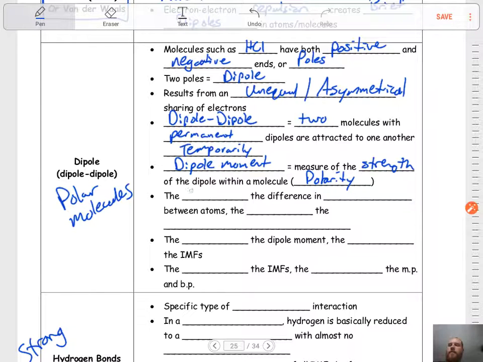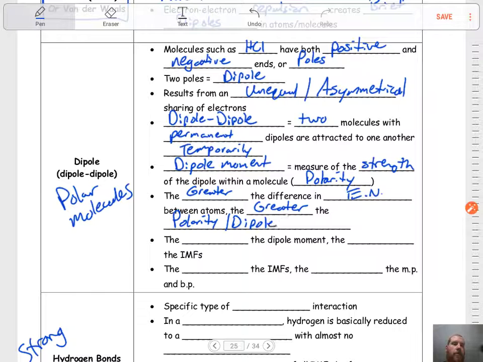Okay, now again, what it all comes down to is electronegativity. So the greater the difference in electronegativity between the atoms, the greater the polarity. Again, this shouldn't be anything super new to us. We're just putting it on paper, but the greater the difference, the more polar it is. Okay, polarity/dipole moment.